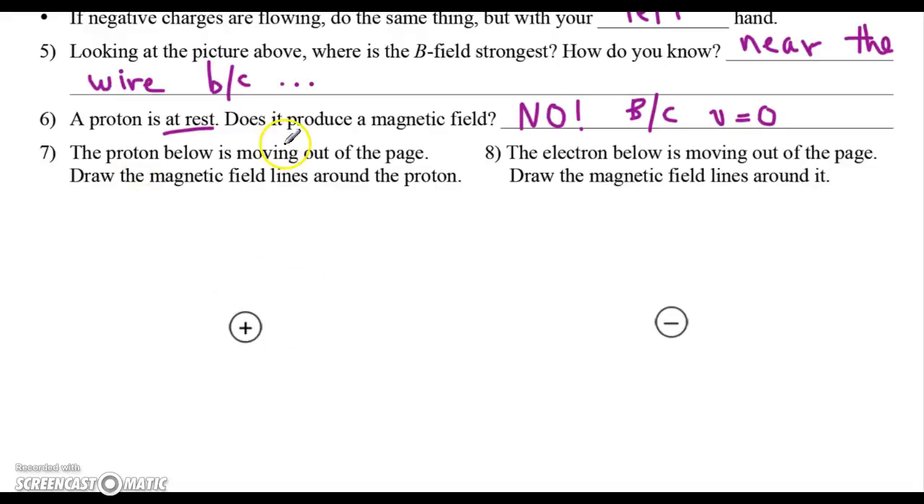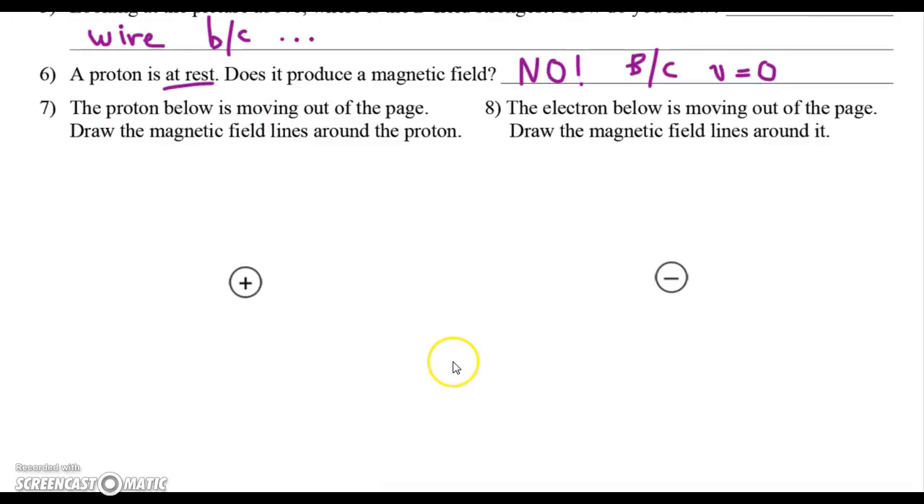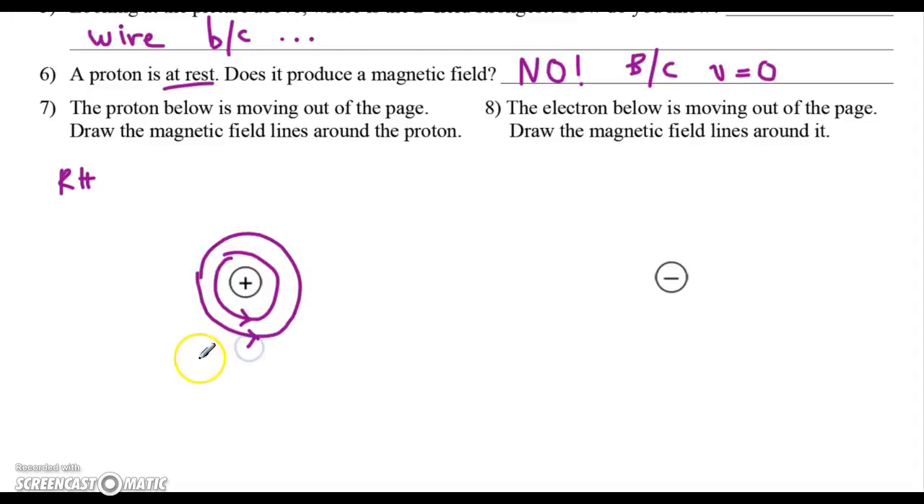Okay, the proton below is moving out of the page. Draw the magnetic field lines around the proton. Out of the page. So you take your thumb, and your paper is on your desk, right? It's your right hand, because it's a proton. You put your thumb so it's coming out of the paper, pointing toward your nose. And then you put your fingers out straight and curl them toward your palm, and they curl around this way. And as you get farther out, the field lines are farther apart.